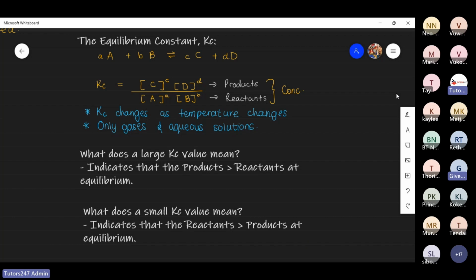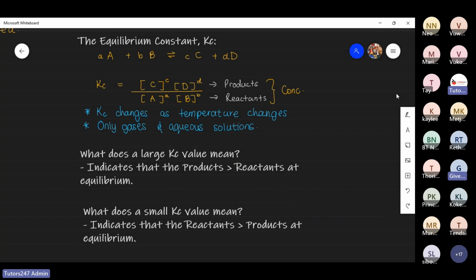Now, a few other things that you need to remember about Kc is that Kc changes as temperature changes, meaning that Kc can increase with a temperature increase, or Kc can decrease with a temperature decrease, okay? So always keep that in mind. I'll repeat it once more. Kc increases as temperature increases or decreases as temperature decreases.